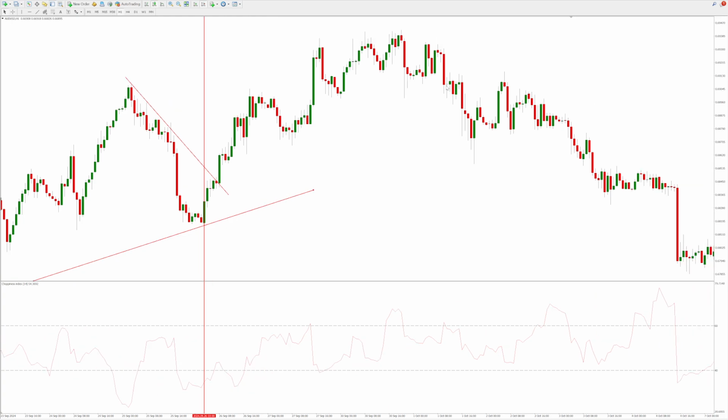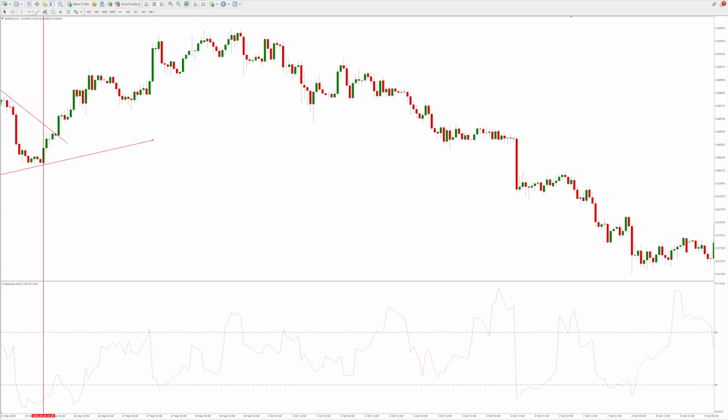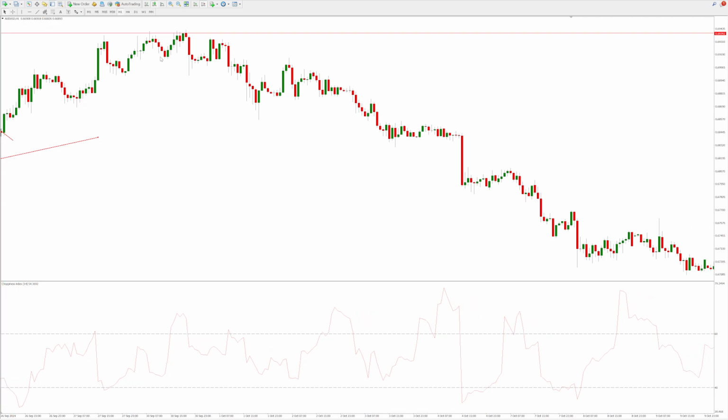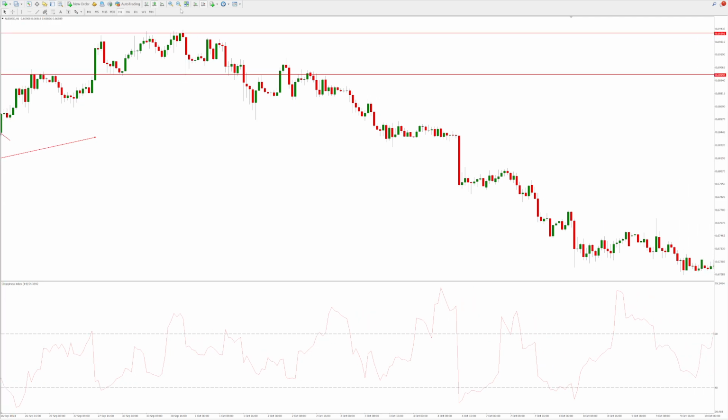As we get up around here, you can see some consolidation. The indicator is making highs, suggesting that we're back in a ranging market or choppy market, if you like. So we're going to wait for the next breakout. Moving along here.